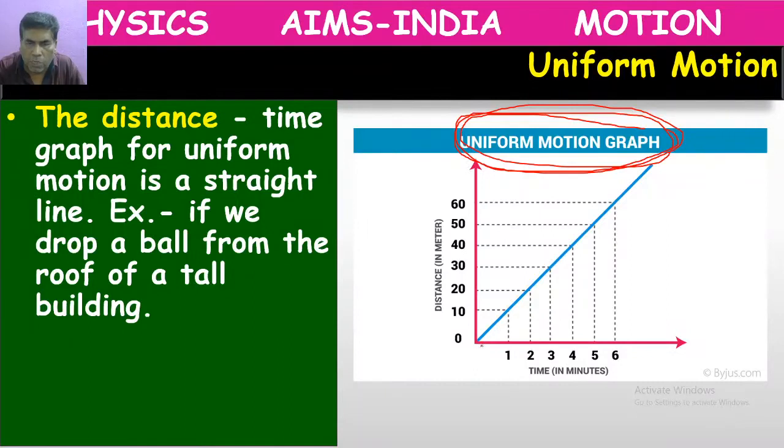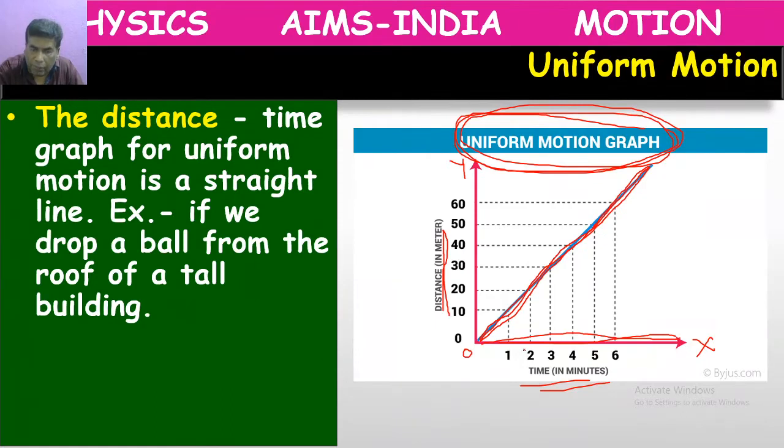Here on the uniform motion graph, this is the x-axis, this is the y-axis, this is the origin, O. On the x-axis, we have taken time in minutes. On the y-axis, we have taken distance in meters. Here you can observe, this is a straight line. This straight line is representing one kind of motion. By this straight line, we can tell this graph is showing uniform motion.